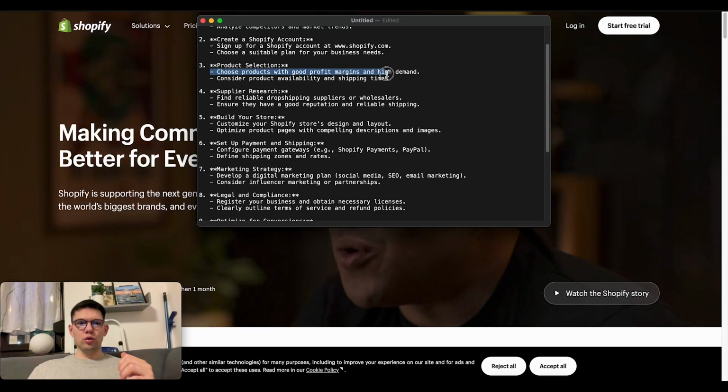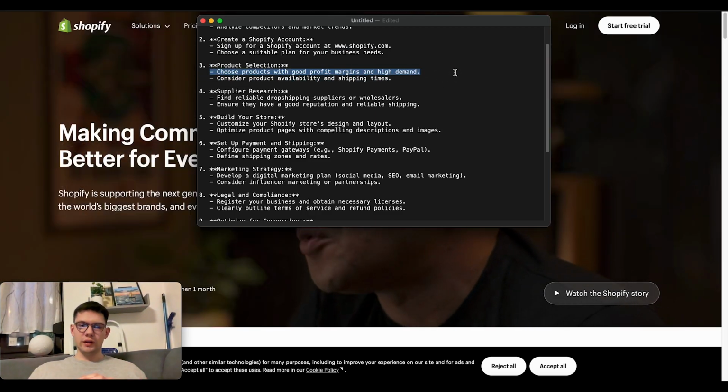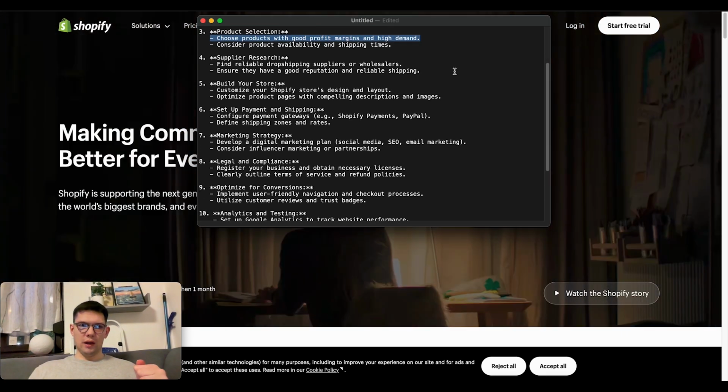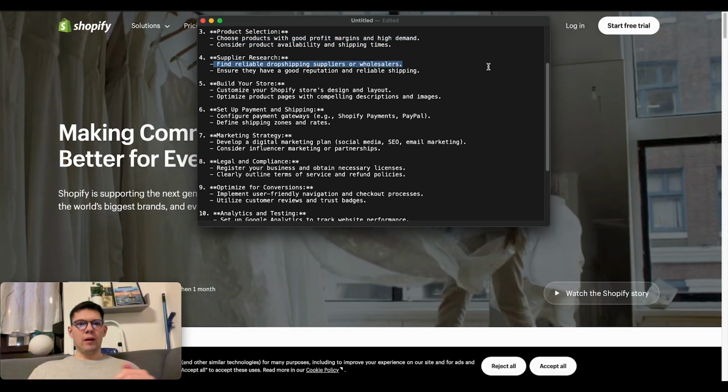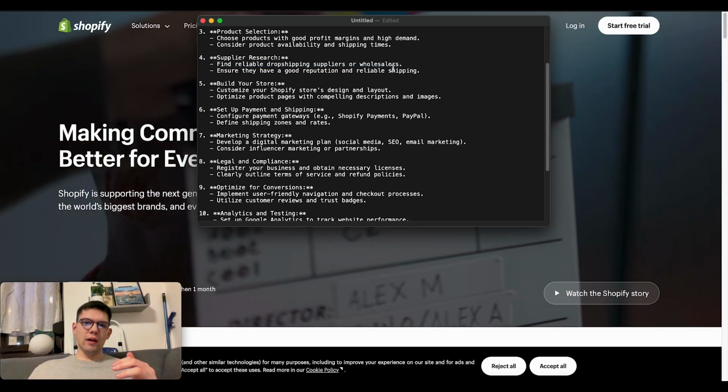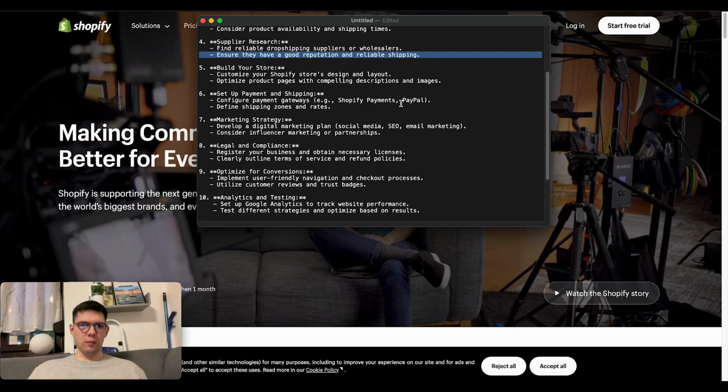Next, you want to choose products with good profit margins and high demand. Consider product availability and shipping times. Then you want to find a reliable dropshipping supplier or wholesaler. Ensure that they have a good reputation and reliable shipping.